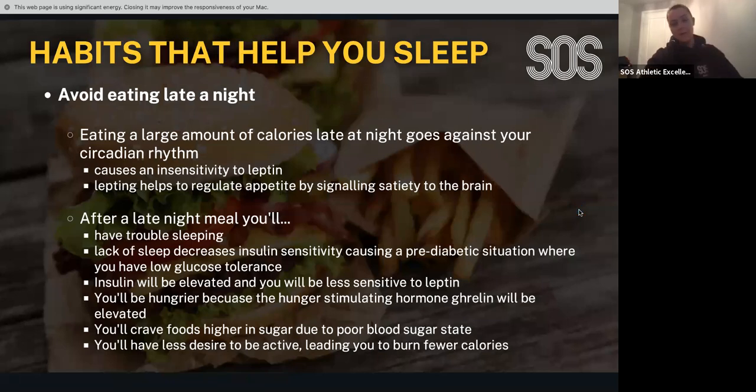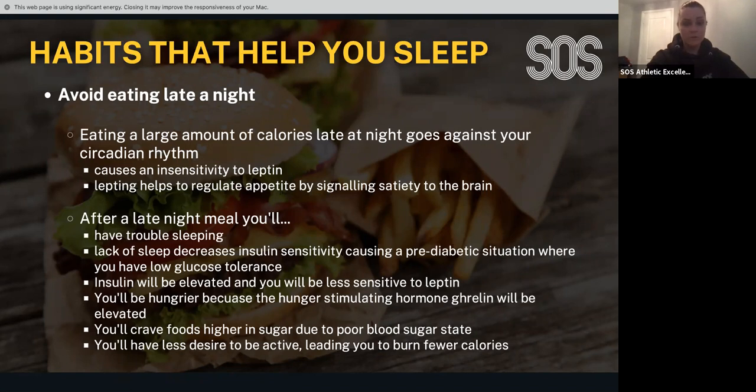So, habits that help you sleep. Avoid eating late at night. We have touched on this before when I talked about the 10-3-2-1 thing I like to talk about with my clients, where you try not to eat a few hours before bed, 2 to 3 hours being ideal. If your body's trying to digest, it can't digest food and initiate sleep at the same time, so it just delays things a little bit.